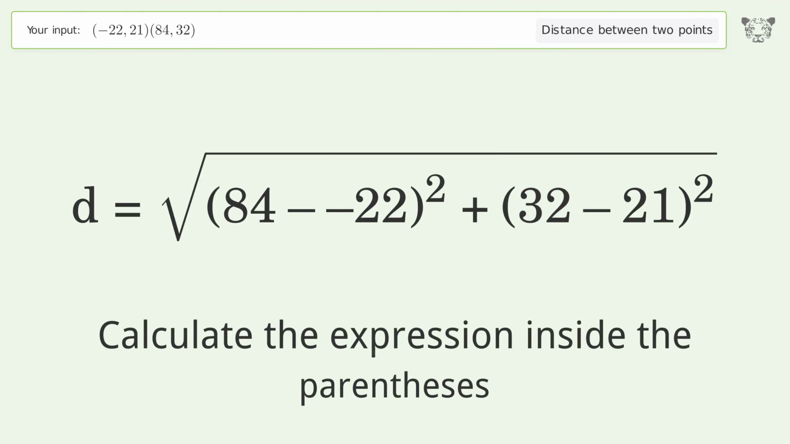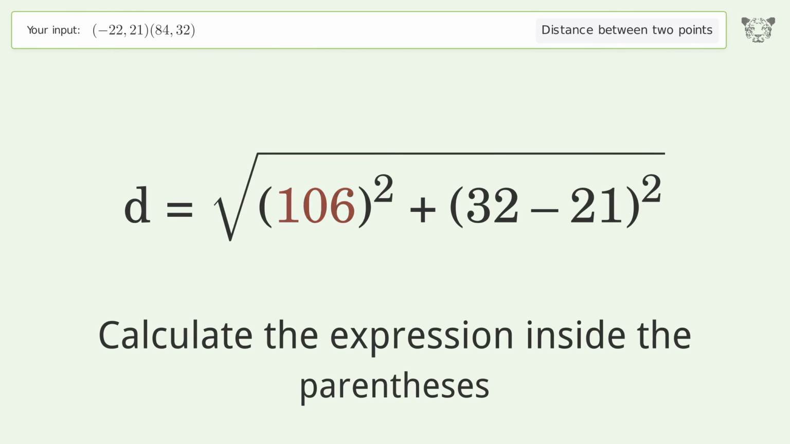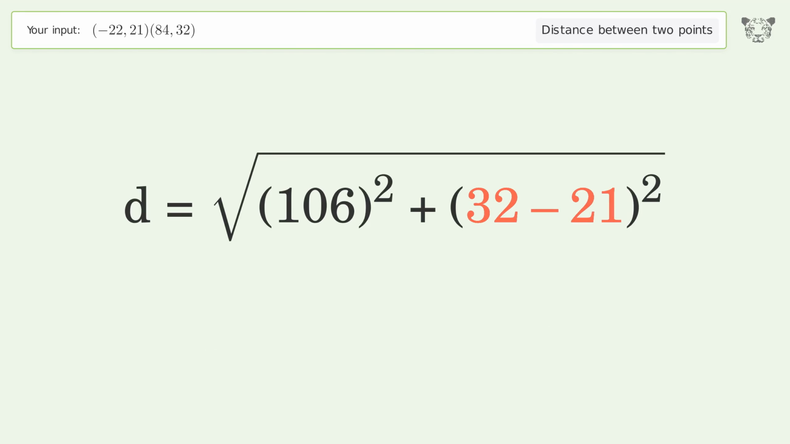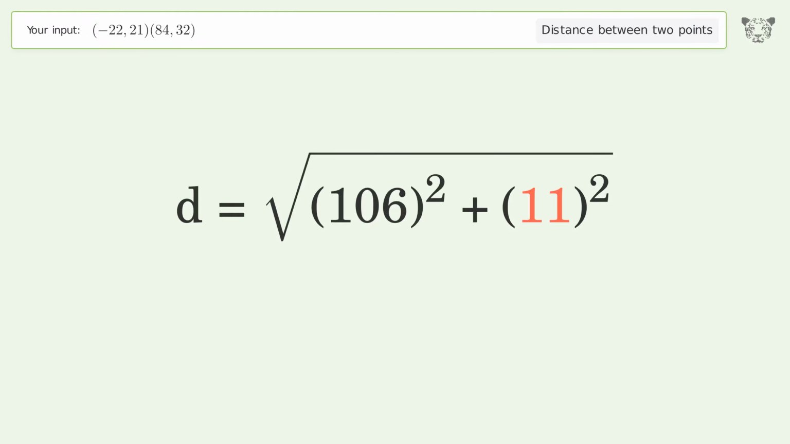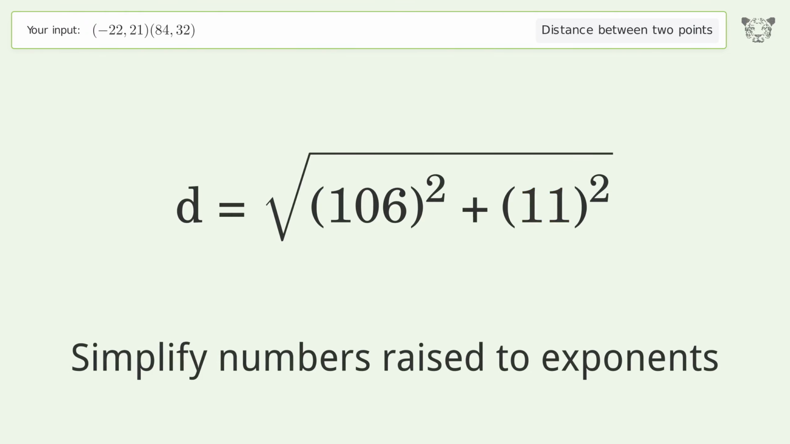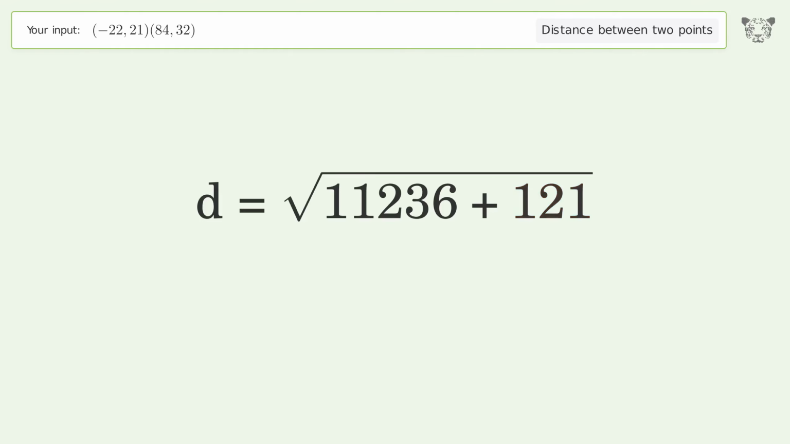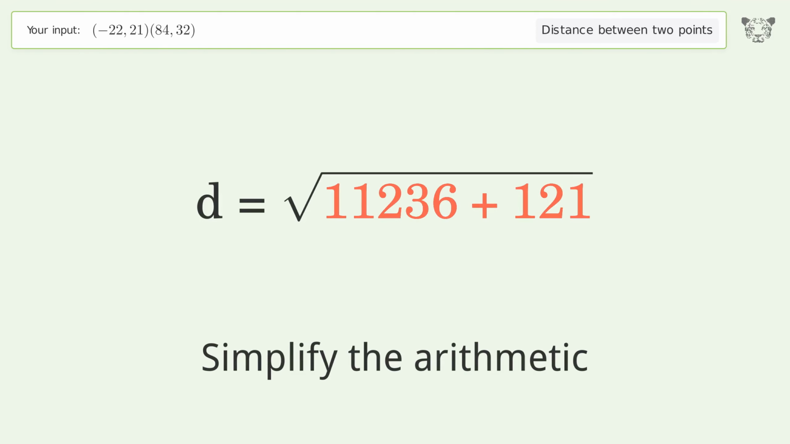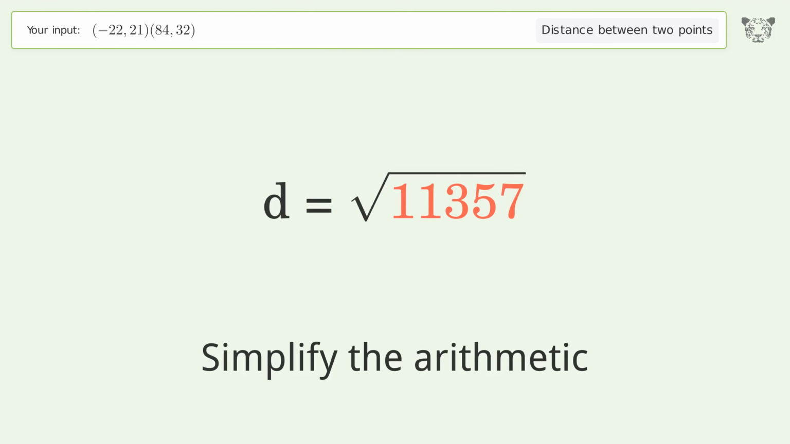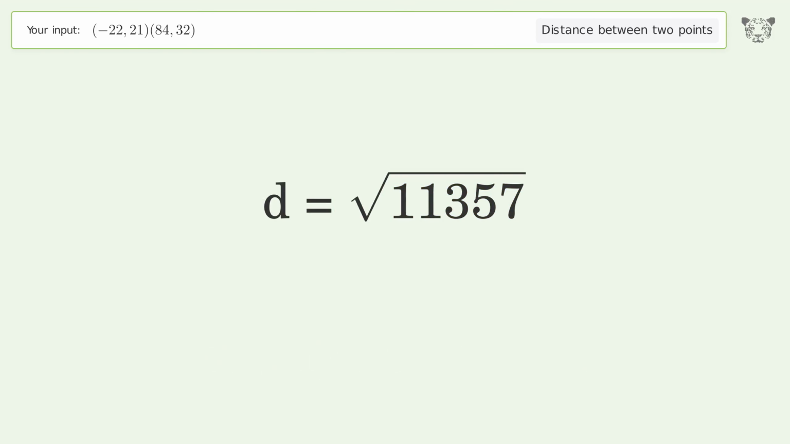Calculate the expression inside the parentheses. Simplify numbers raised to exponents. Simplify the arithmetic. And so the distance between the 2 points is the square root of 11,357 or 106.569.